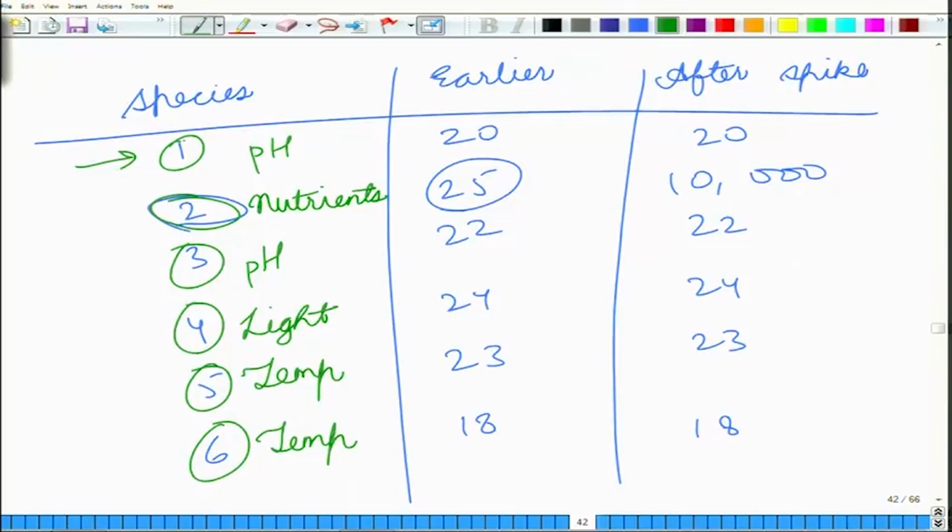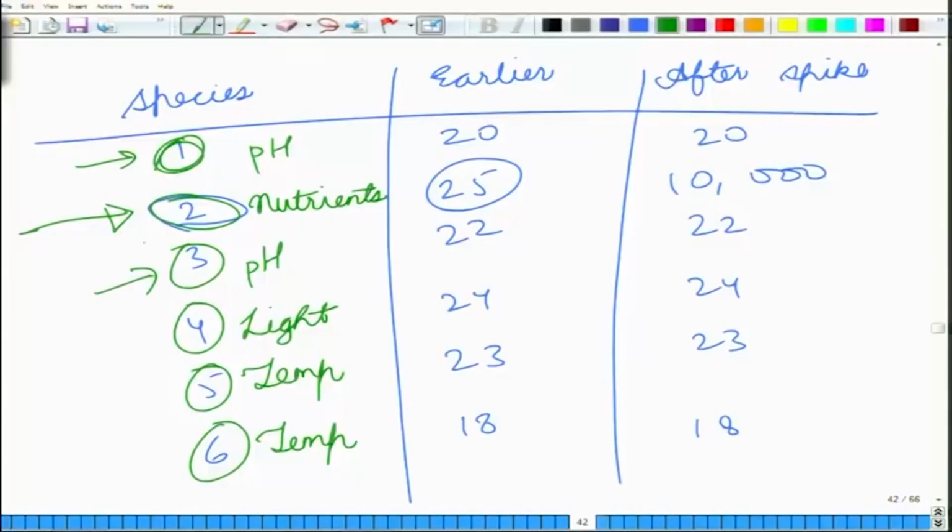So in that case this species would have proliferated much better. But because of all of these species, this one was actually limited by the nutrients that were available. It was tolerant of the pH, the temperatures, and the light. The only thing that it needed was the nutrients. So once you put in the nutrients, other species are not able to overcome their limitations, but this species is able to, and from 25 it becomes 10,000.